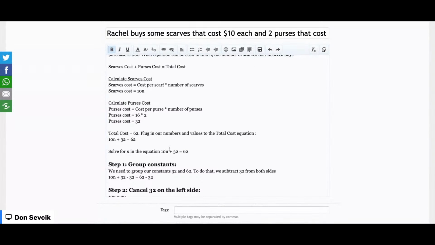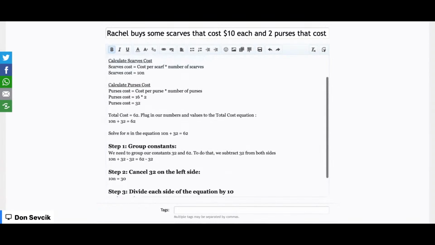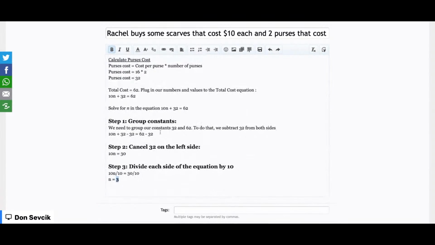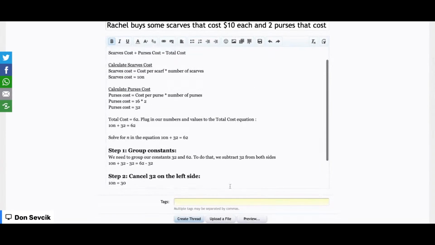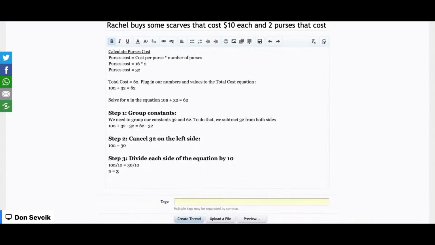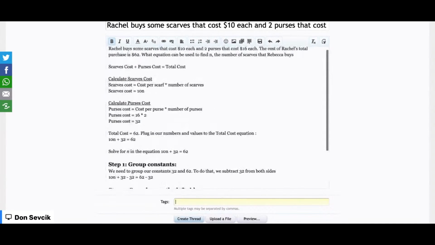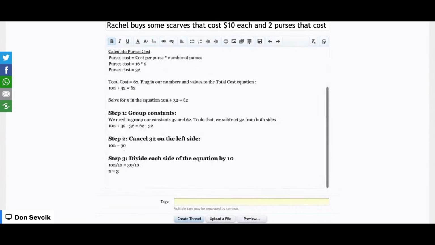So we solved for n here in the cost equation, and then we broke out the parts, and then we ended up with n, which was the number of scarves. So I want to make sure it's $10 each for scarves. Yep. Okay. So we had a cost. We had an equation.